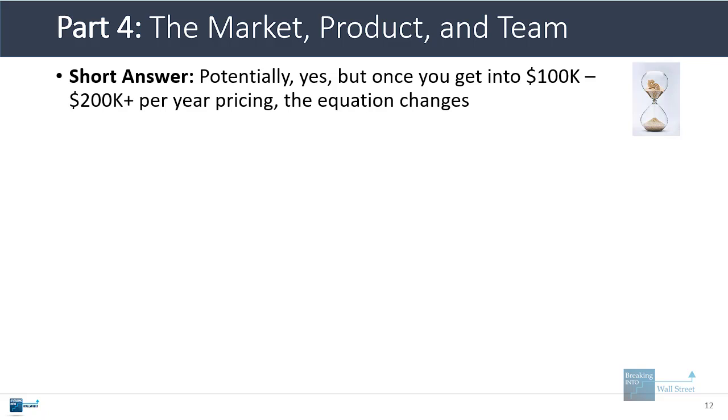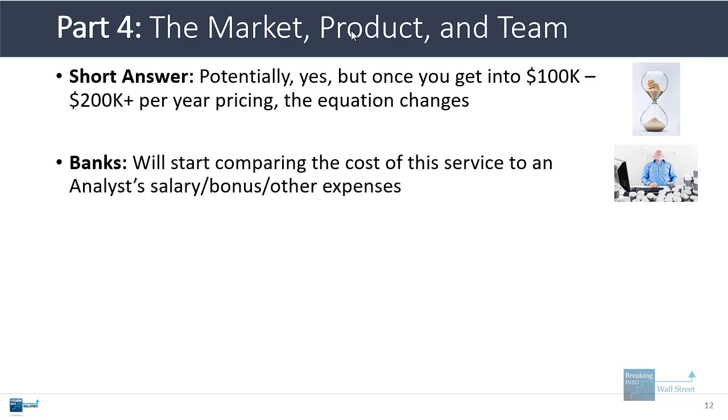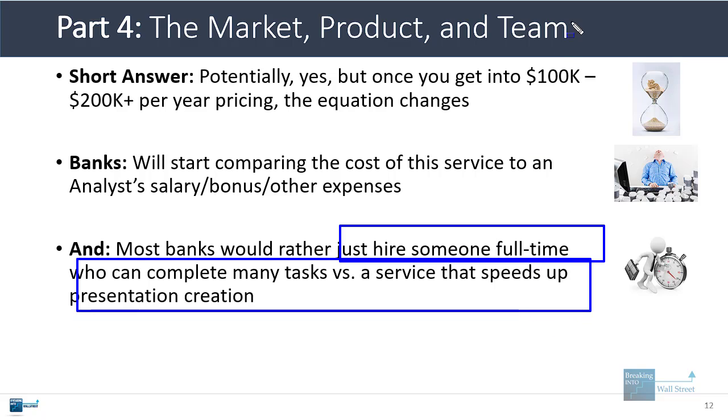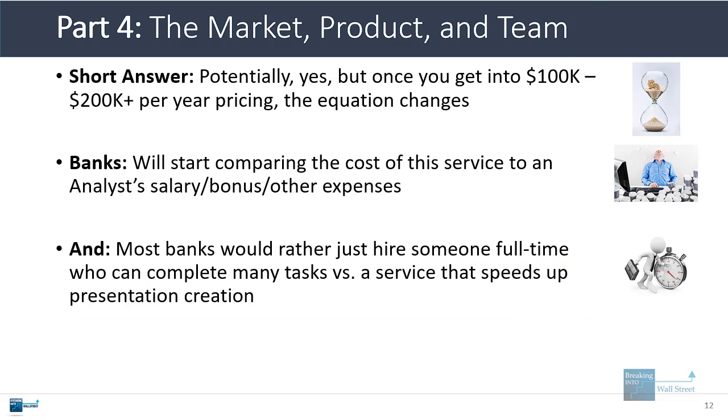The issue is that once you start getting up to prices in this range, and once you get into something like, say, $100,000 per year or $200,000 per year for firms, the equation really changes. Because once you get up to this level, or even less than that, even something like $50,000 to $100,000 per year, at that level, a lot of firms are going to start comparing the cost of this service to an analyst's salary, bonus, and other expenses. And for a lot of these firms, they'll look at this and say, should we really spend $50,000 per year on this? Or should we just hire someone full-time who can do a lot of different things versus just pay this much money for a service that speeds up presentation creation? Yes, but it doesn't really do anything else that we need at our firm.